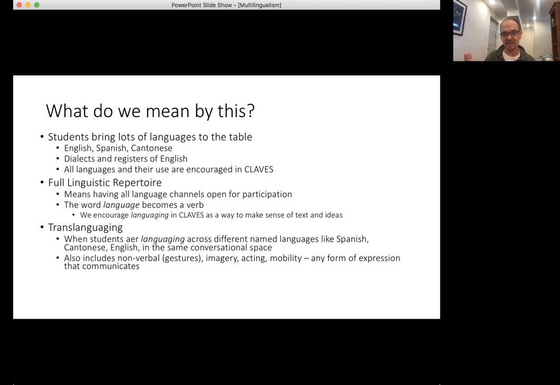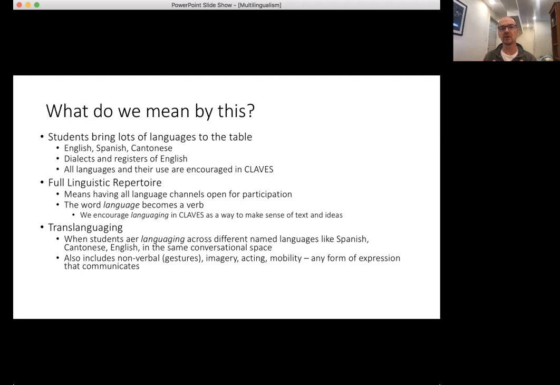And to this end, the word language ceases to be a noun and becomes a verb. So we encourage languaging in Claves. So when kids are languaging, they're using everything they have available to them linguistically to make sense of texts and ideas. Now, when we take languaging and apply it in more multilingual contexts, we think of it as translanguaging.